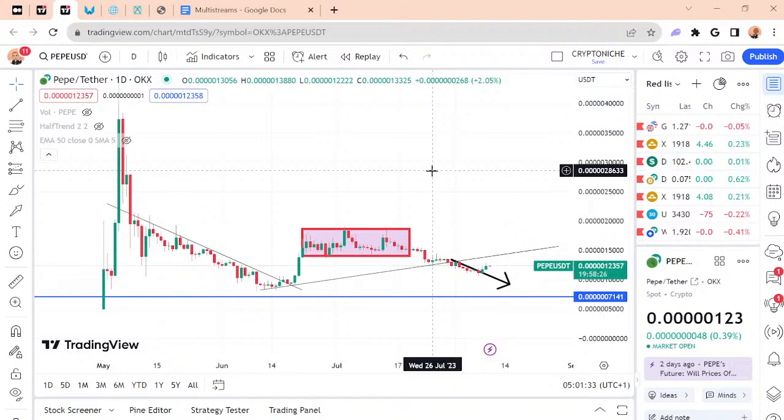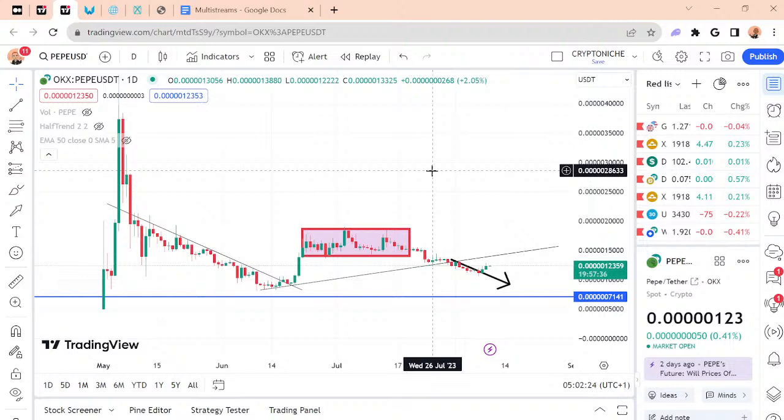Talking about PEP, technical analysis of PEP and price prediction of PEP. So that is what we're going to be talking about now. So technical analysis and price prediction of PEP.